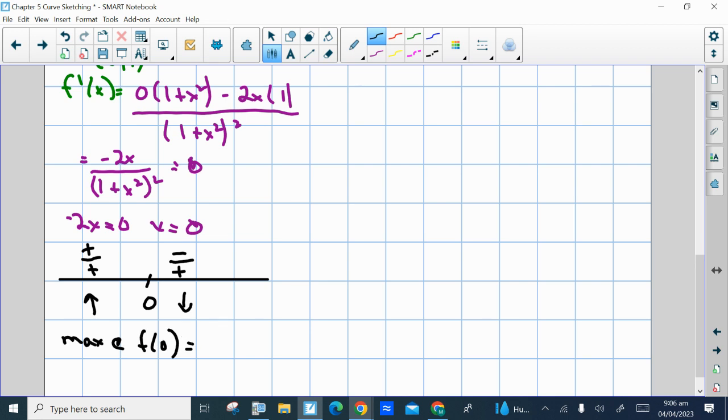And when x equals 0 in the original equation, that's actually going to be where our y-intercept is, right? The y-intercept is where x is 0. We already know that's at the point 0, 1.